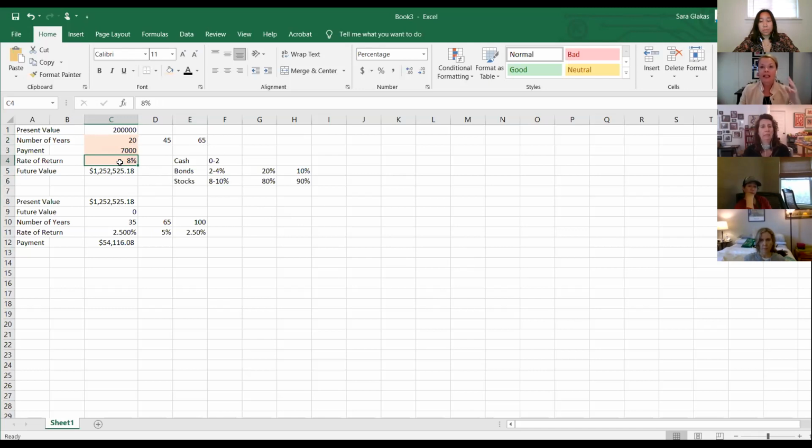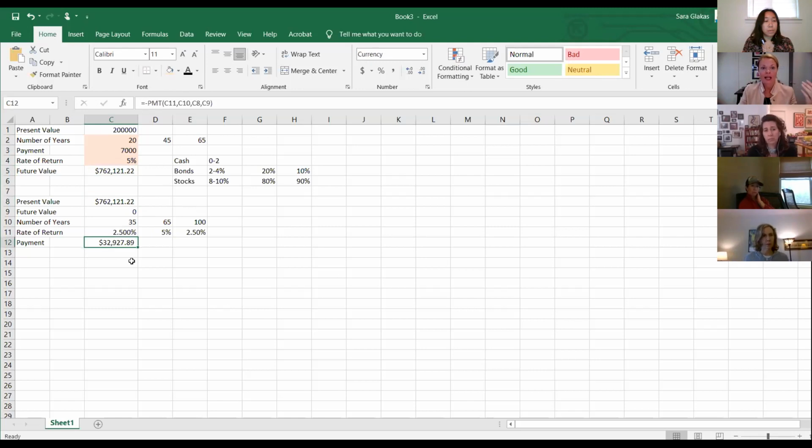I will say that if you consider yourself to be conservative, and maybe if Caitlin had picked something else and she said, listen, I'm pretty conservative, I'd like to be 50-50, and so I'm expecting a 5% rate of return in my portfolio. Then do you see how the numbers all adjusted downward? She went from 1.25 to 762,000, and that went all the way down to a $33,000 withdrawal in retirement.